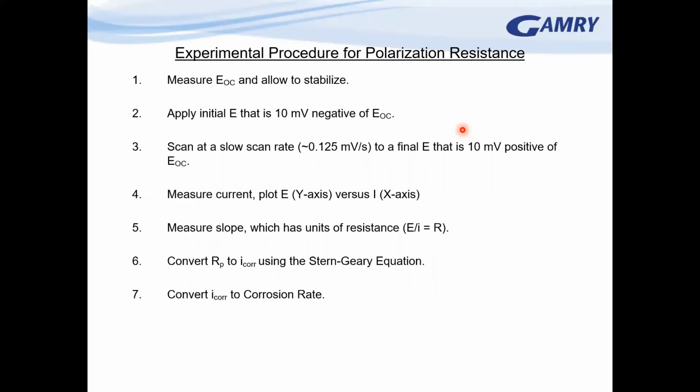We measure the current and we're going to plot potential on the y-axis and current on the x-axis. And the reason for doing that is that when we measure the slope, the units of the slope are resistance. We can then convert that resistance or polarization resistance to corrosion current using the Stern-Geary relationship. And once we have the corrosion current, we can convert that to corrosion rate.